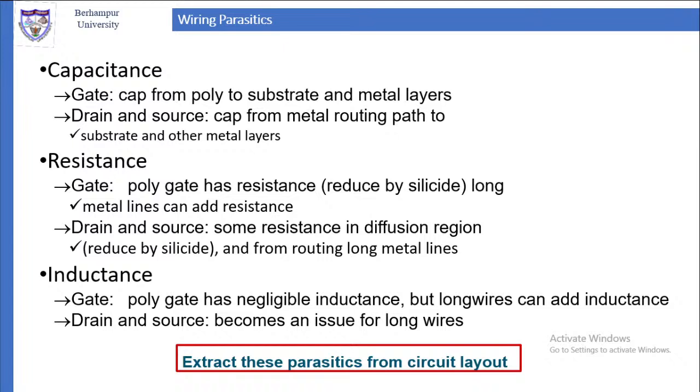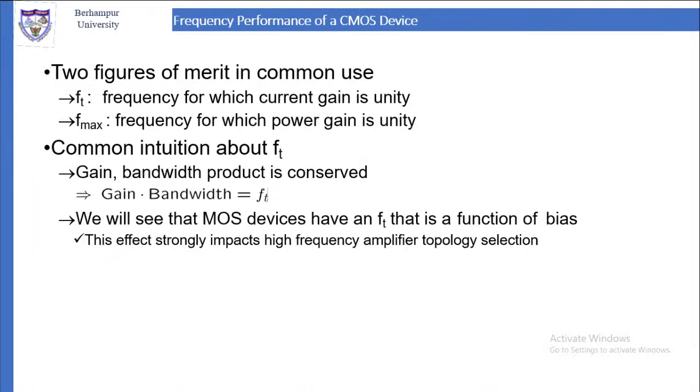Similarly, for drain and source, the inductances become an issue with long wires. They cannot be neglected. Now, how to get this capacitance, resistance, and inductance? These values are extracted using the circuit layout. Nowadays, it is easy to extract these either through experimentation, which is very costly, or through simulations. Using simulation software, we can easily extract these parasitic values, and then use them.